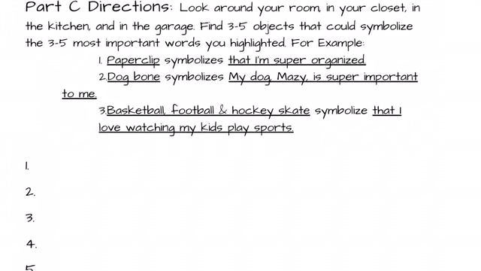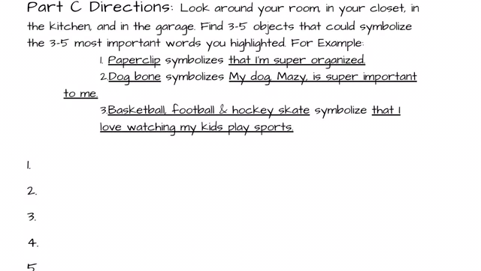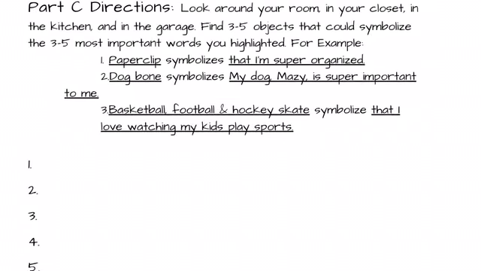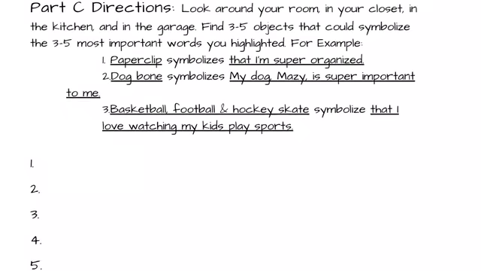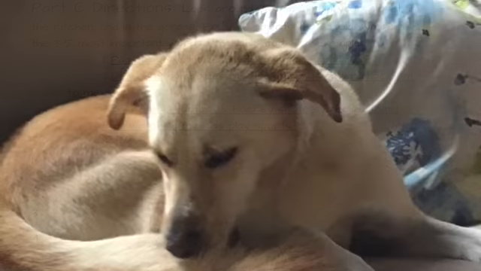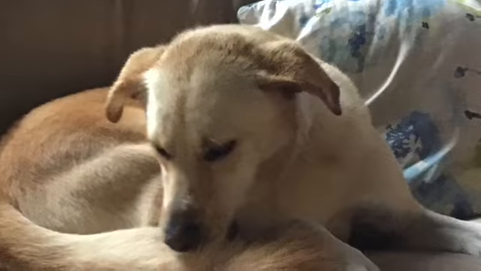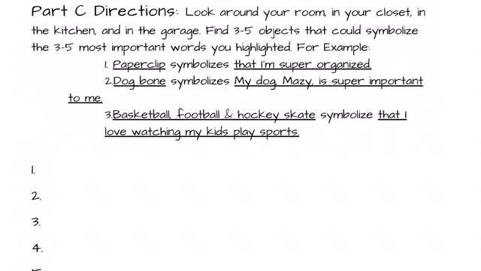One of my personality traits is that I'm super organized, so I had to think of what's an object that could represent or symbolize being organized. And you can see here that I decided that a paperclip could symbolize that I'm super organized. Next, I had to figure out something that could represent my dog Maisie. You know, when she yawns, she meows. It's very confusing. You can see I thought that a dog bone would be a good way to symbolize my dog Maisie.